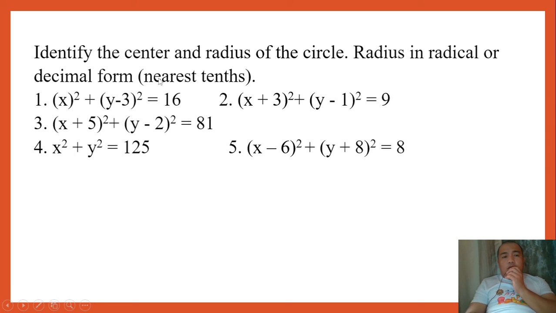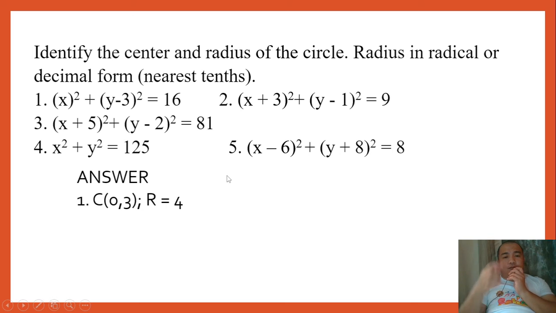Identify the center and radius of the circle. Radius in radical or decimal form, nearest tens. Numbers 1, 2, 3, 4, 5. So, what's your answer for number 1? x squared plus (y minus 3) quantity squared equals 16. So, the center is at 0, 3, while the radius is 4 because the square root of 16 is 4.